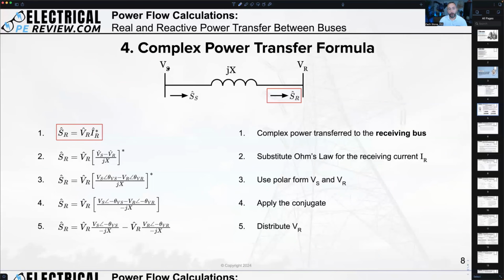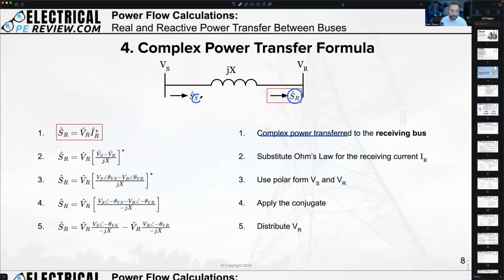All right, here's the sending bus on the left. Here's the receiving bus on the right. We're going to calculate the complex power transferred from the sending bus on the left to the receiving bus on the right. What's the complex power received by this receiving bus? So over here on the left, here's just your standard complex power formula, right? S equals the product of V and the current conjugate. But notice the subscripts, right?